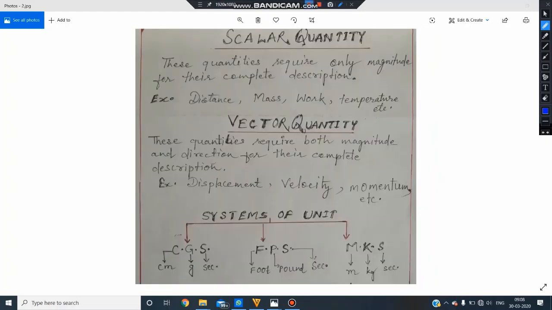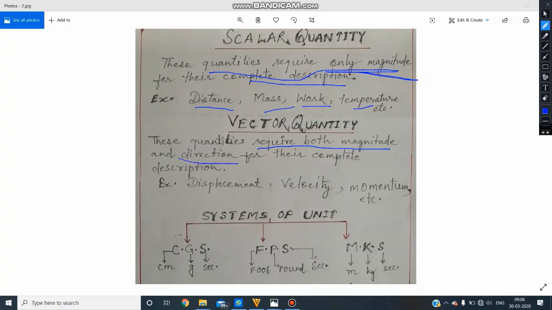In this slide we will have a discussion about some fundamental areas related to physics, and these are scalar and vector quantities and systems of unit. Scalar quantities are those quantities which require only magnitude for their complete description. Distance, mass, work, temperature, these fall in this category. On the other hand, vector quantities are those quantities which require both magnitude and direction for their complete description. Displacement, velocity, momentum, etc., these fall in this category.